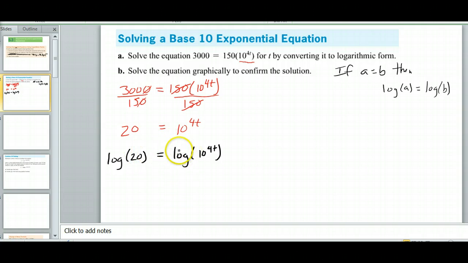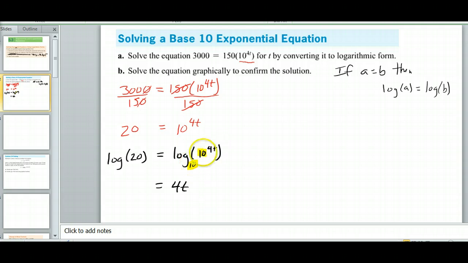Now, this is a property we talked about in the last section. This is log without a base, so it's understood to be the base 10 log. When this number down here and this number here agree, remember the log and the exponential wipe each other out. So what we're left with over here is just the 4t.